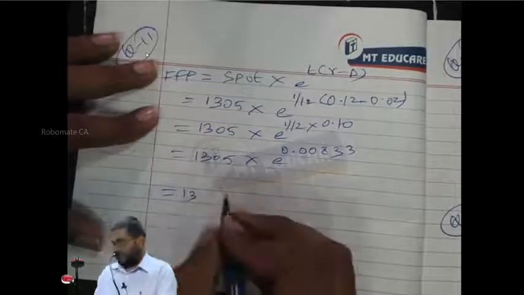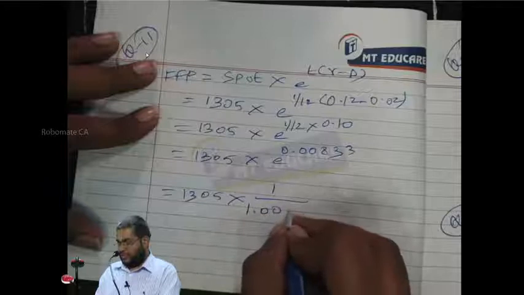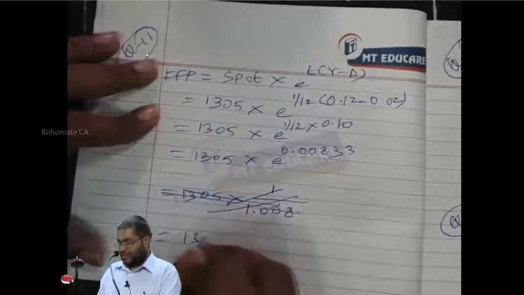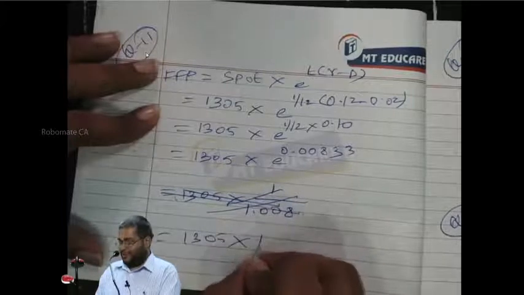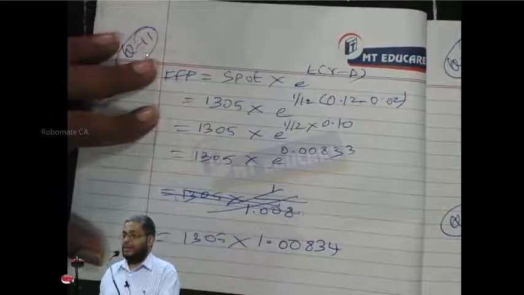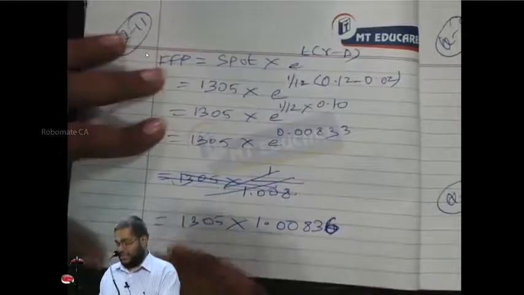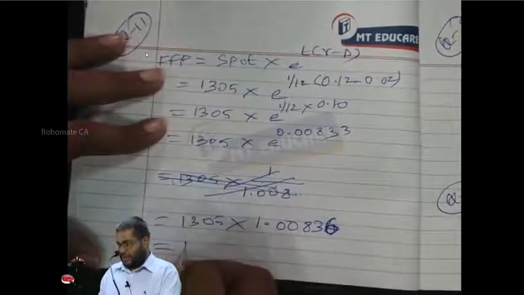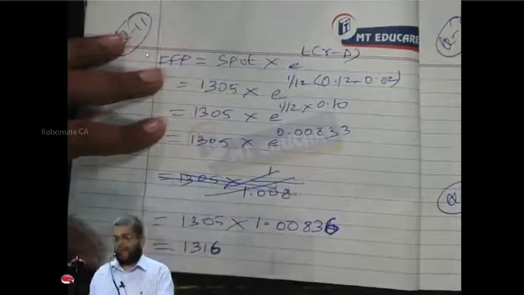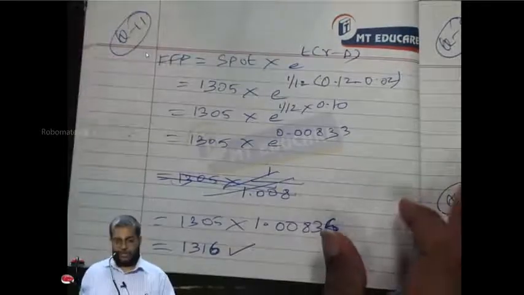Now 1,305 into 1.00836, oh sorry, compounding. Okay, 1,305 into 1.00836. Tell me what is the number here? 1,316. Accepted. 1,316. This should be the fair futures price.